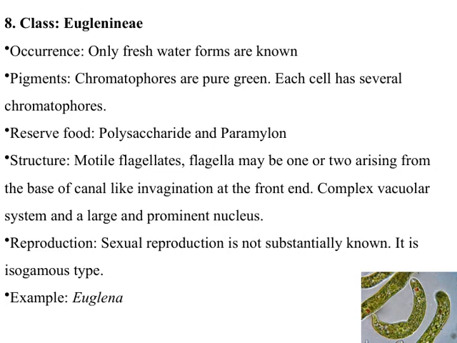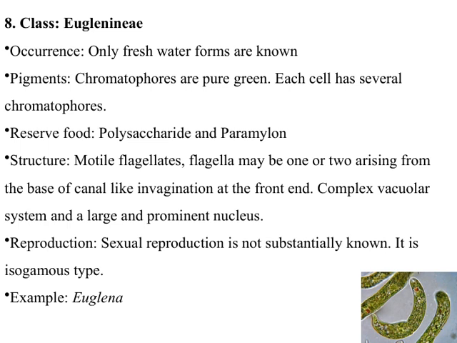Let's take a closer look at the class Euglenidae. These organisms are found exclusively in freshwater environments, so you won't find them in marine or terrestrial habitats. One of their distinctive features is their pigmentation. The chromatophores are a pure green color, and each cell contains several of these chromatophores, giving them a characteristic green appearance. This green pigment is mainly due to chloroplasts, which are essential for photosynthesis.